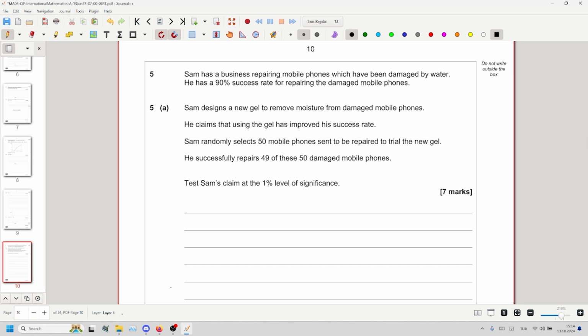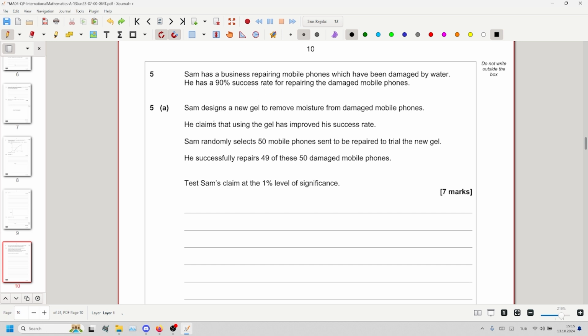All right, now let us continue with this question. This is a hypothesis test question, which is pretty important. As you can see, it's 7 marks, so we have a lot to do. Now let's begin. So here, Sam has a 90% success rate for repairing damaged mobile phones. And this tells us that this is probably going to be a binomial distribution question.